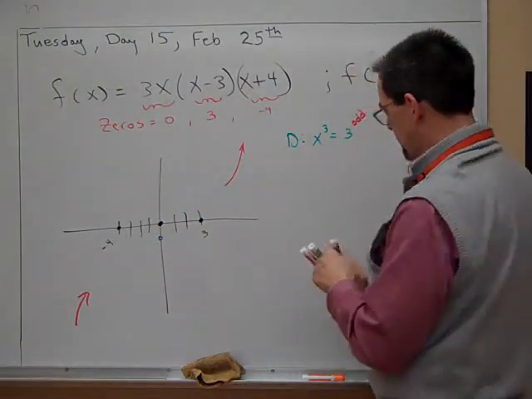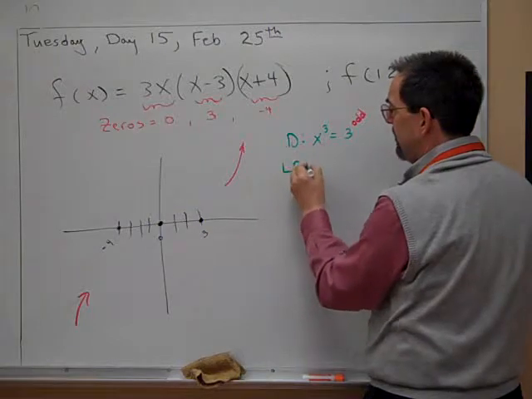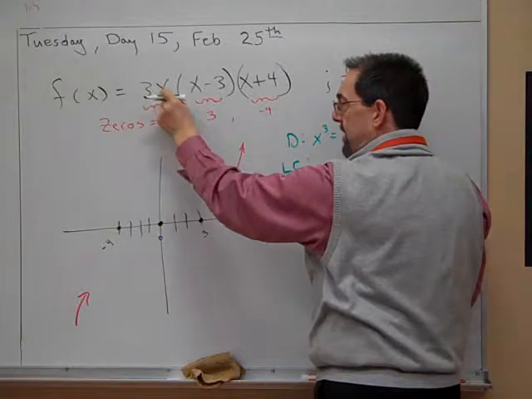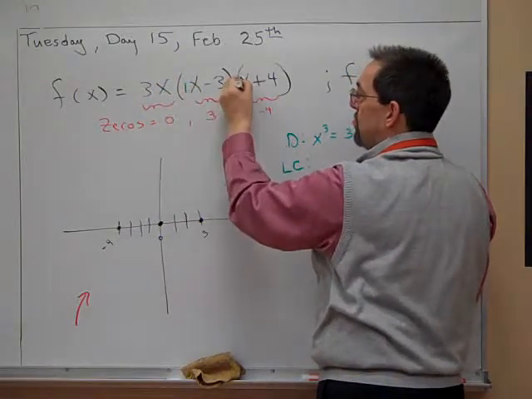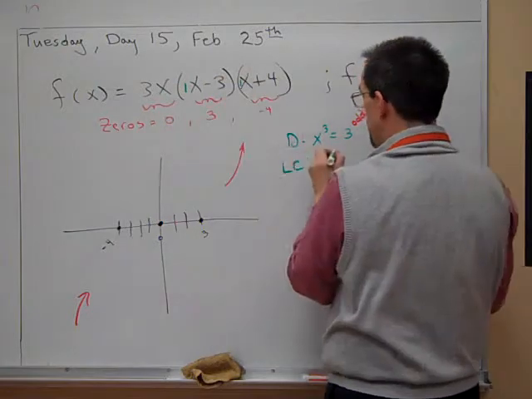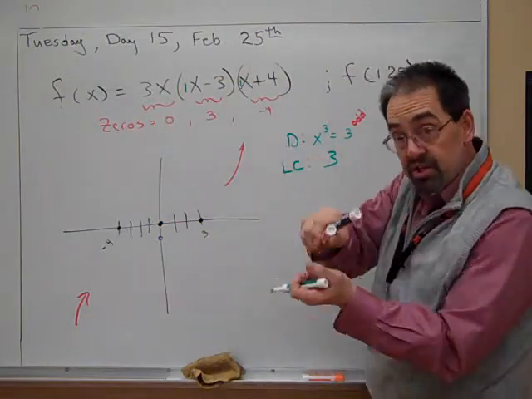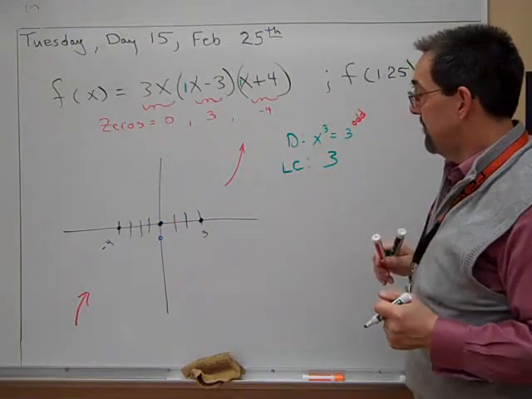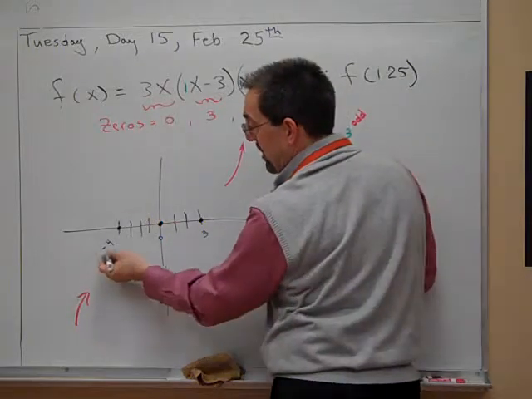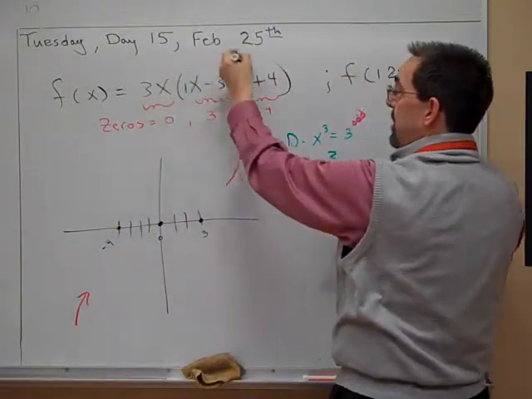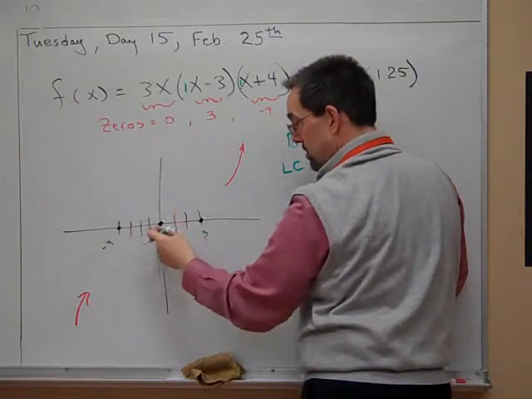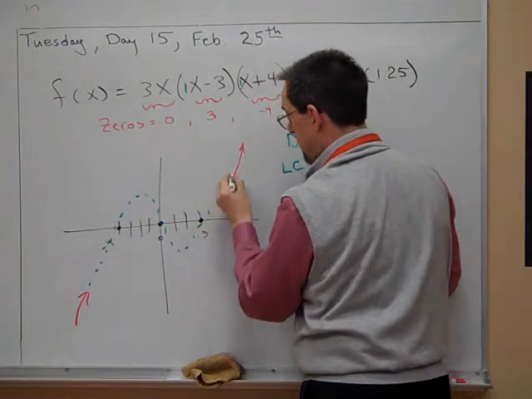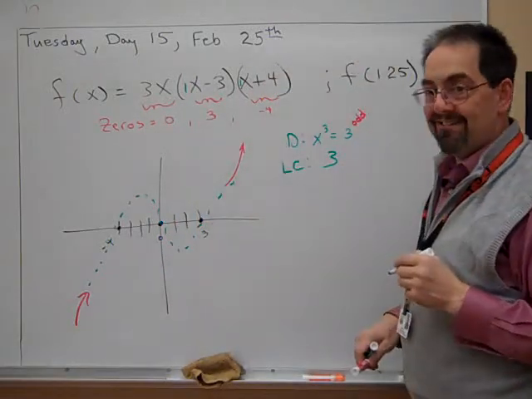What's our leading coefficient? The leading coefficient, if we multiplied all this out, is 3, and we have the x, a 1x, and a 1x, so 3 times 1 times 1. So we have a vertical stretch of a factor of 3. Good. So we have the degree and the leading coefficient. I think we could get a rough idea here. Odd function, odd function, odd function. That means it crosses, crosses, crosses. Good. All right?